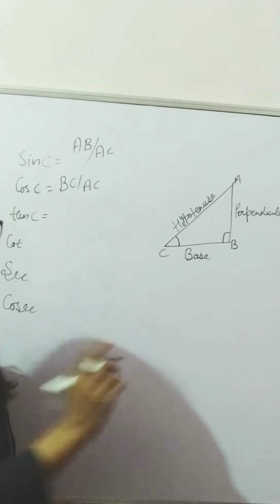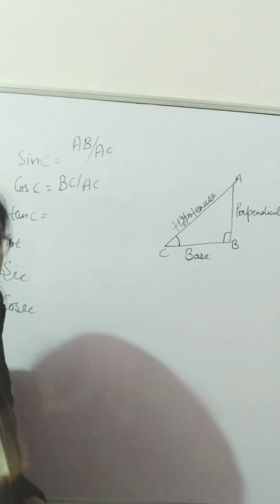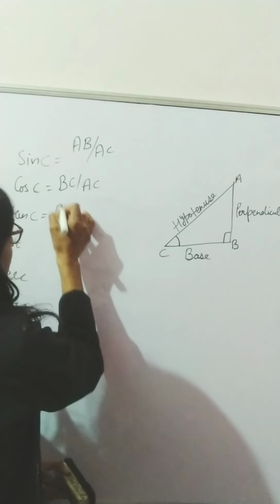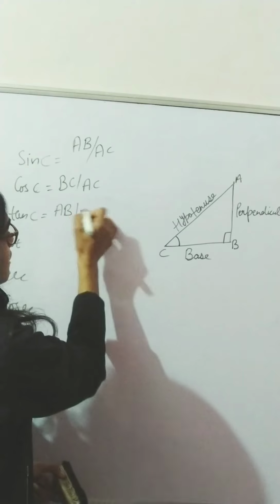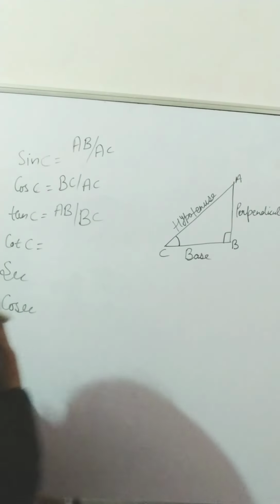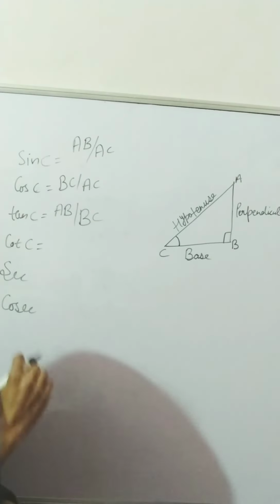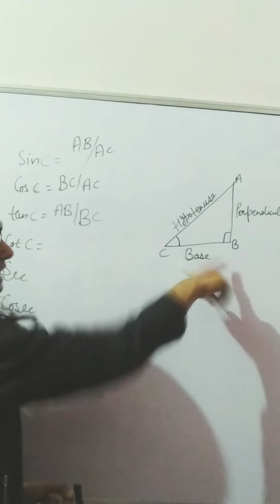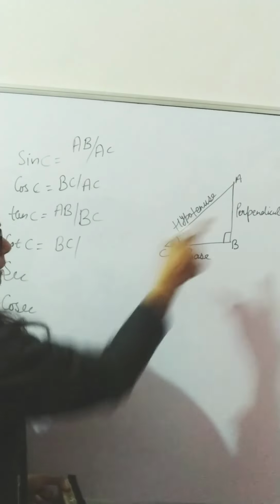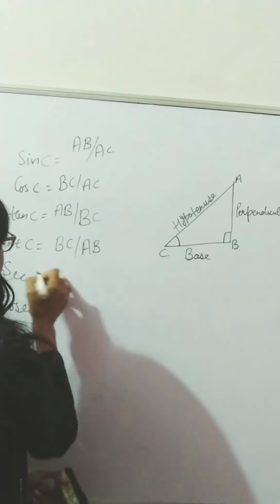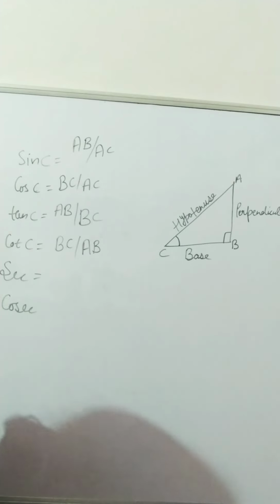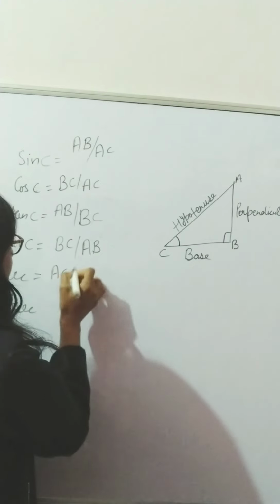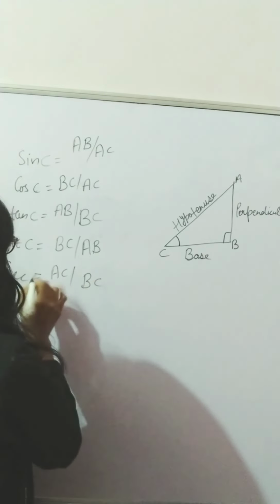Now we find the trigonometric ratio tangent C, which is perpendicular by base. Perpendicular here is AB and base is BC. Now we find cot C. Cot C is base by perpendicular, BC by AB. Now secant C is hypotenuse divided by base. Hypotenuse is AC and base is BC.